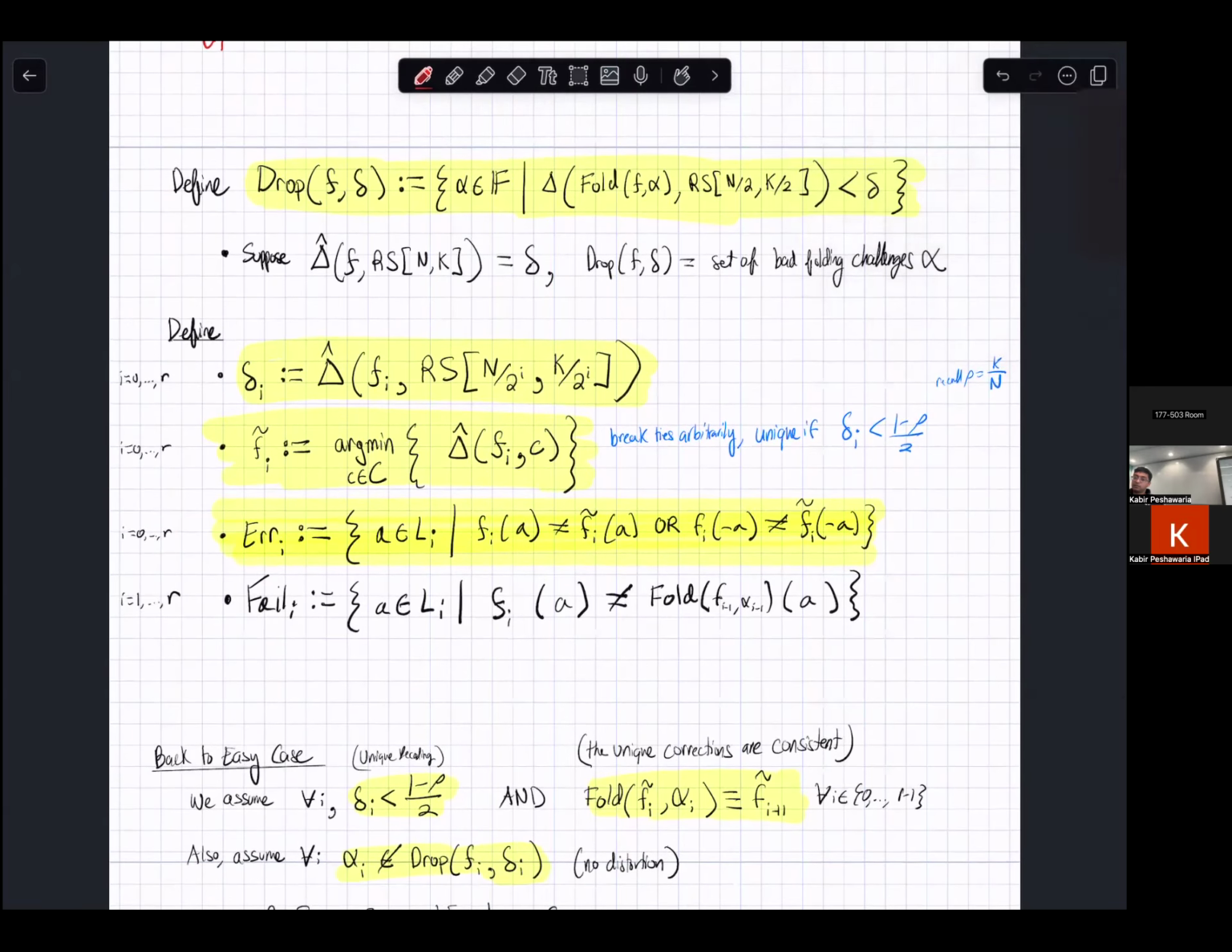Any questions right now? Yeah. So what is capital C? Capital C is my Reed-Solomon code, sorry. I see. So it's the Reed-Solomon code with that parameter on the Fi line. Yeah, this n over 2 to the I, k over 2 to the I. Yeah. Thanks.